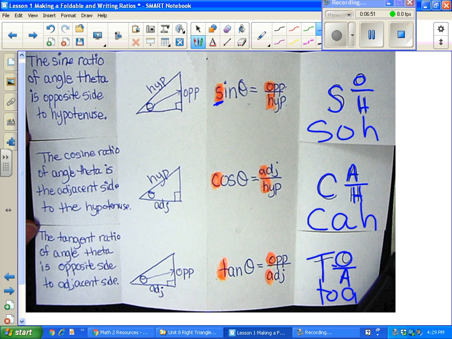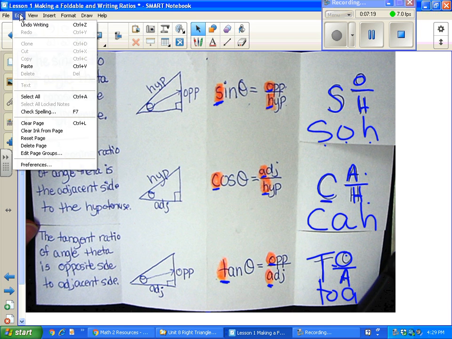S comes from sine, O comes from opposite, and H comes from hypotenuse, in that order. Sine is opposite to hypotenuse. Cosine is C, adjacent is A, H is hypotenuse. Cosine is adjacent to hypotenuse. Tangent, it's O over A. Tangent is opposite over adjacent. I need you to have a memory device to help remember what sine is, cosine is, and tangent is.